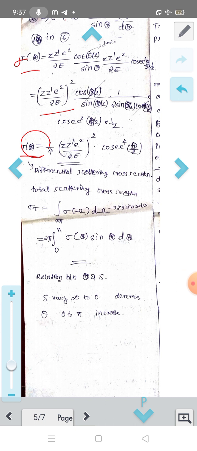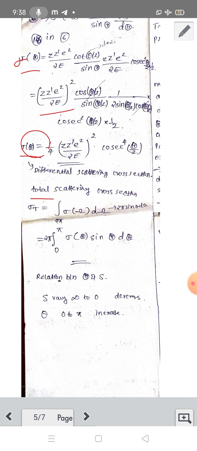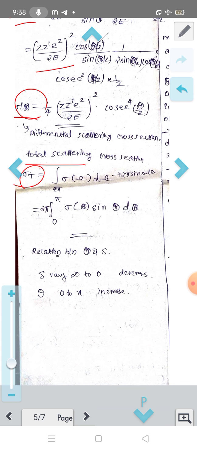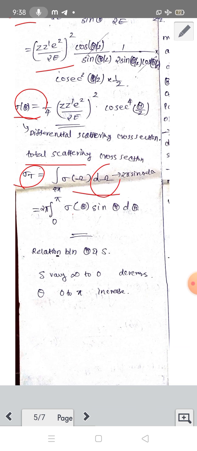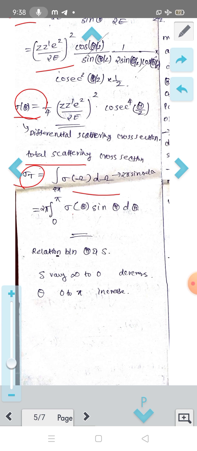Now, in atomic physics, the concept of total scattering cross section is defined. For the atomic cases, the total scattering cross section is denoted as sigma suffix t. Sigma t is equal to integral over 4 pi of sigma of omega d omega. And we know the solid angle d omega is 2 pi sine theta d theta. So put the value, 2 pi comes outside. Sigma t is equal to 2 pi integral from 0 to pi sigma of theta sine theta d theta. Now this is the relation between the total scattering cross section and scattering angle theta.